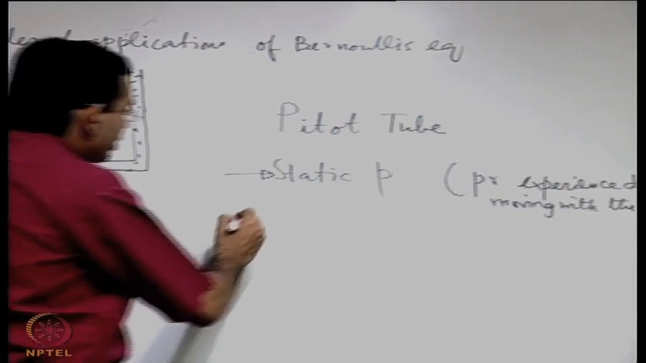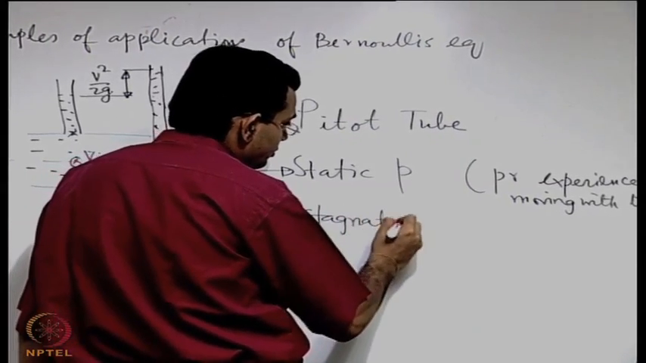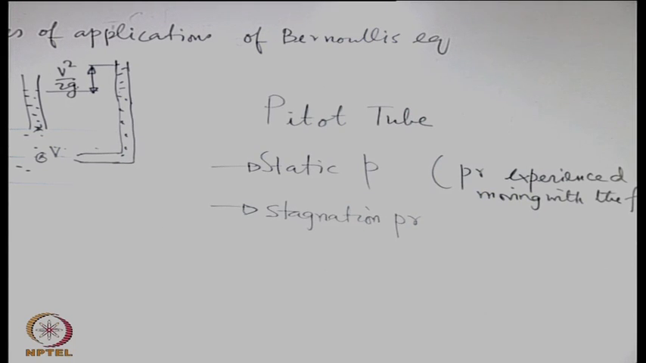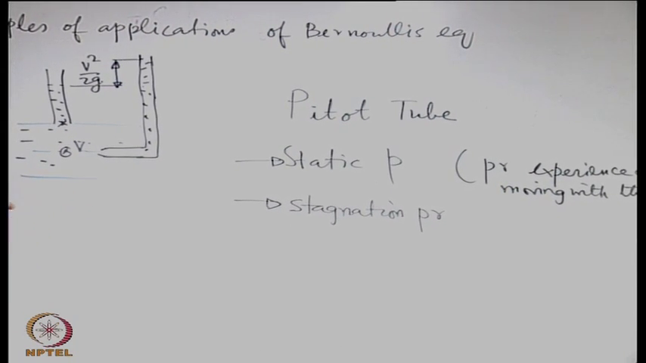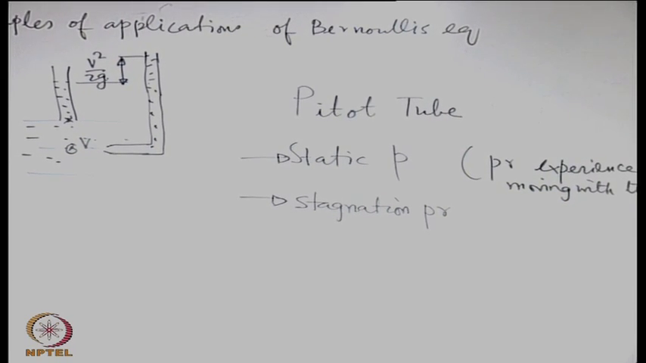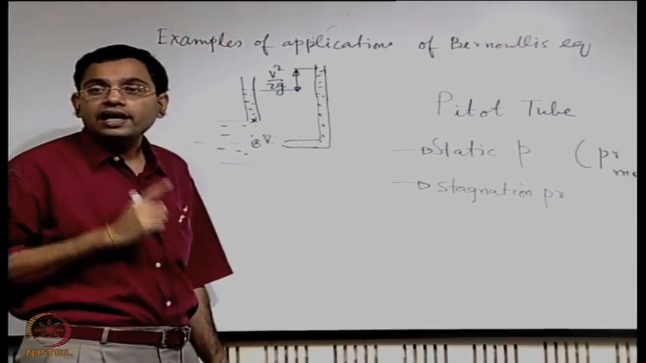Now we are also going to define something called stagnation pressure. So what is the stagnation pressure? Stagnation pressure is the pressure that is there at a point if the fluid is subjected to 0 velocity at that point in a reversible and adiabatic manner.